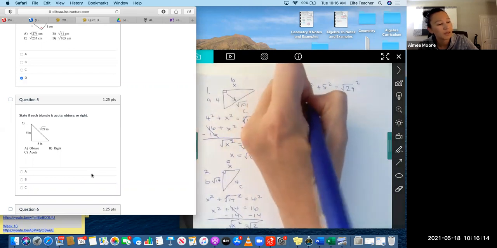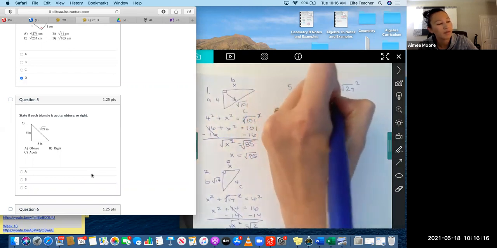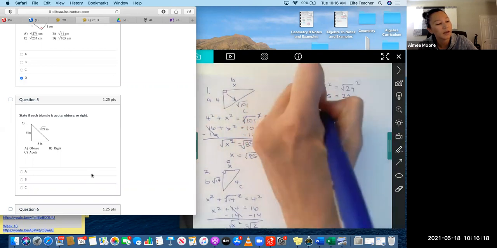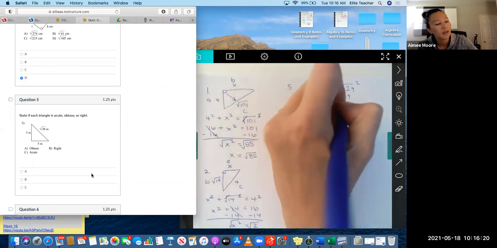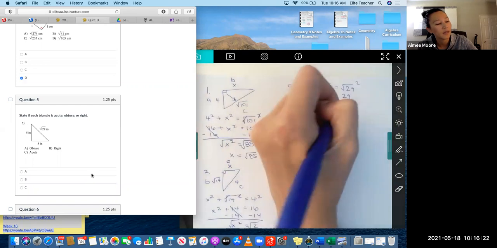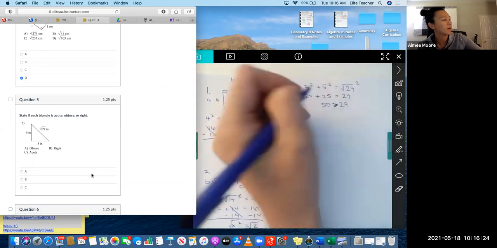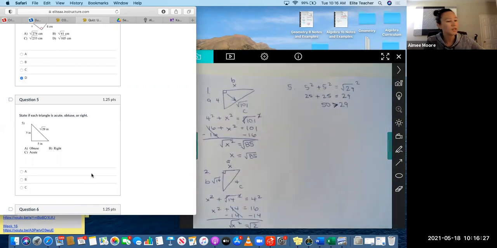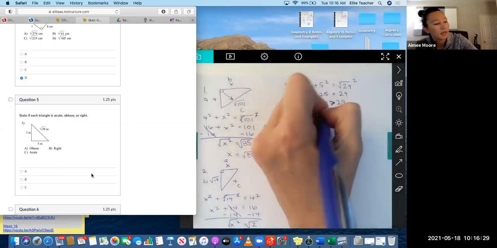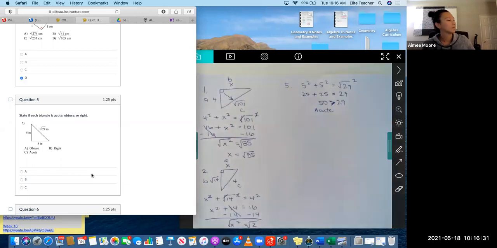So 5 squared is 25 plus 25. Does that equal 29? We get 50 equals 29, which in that case, 50 is greater than 29. So when that's the case, it is an acute, because a squared plus b squared is larger than c squared.